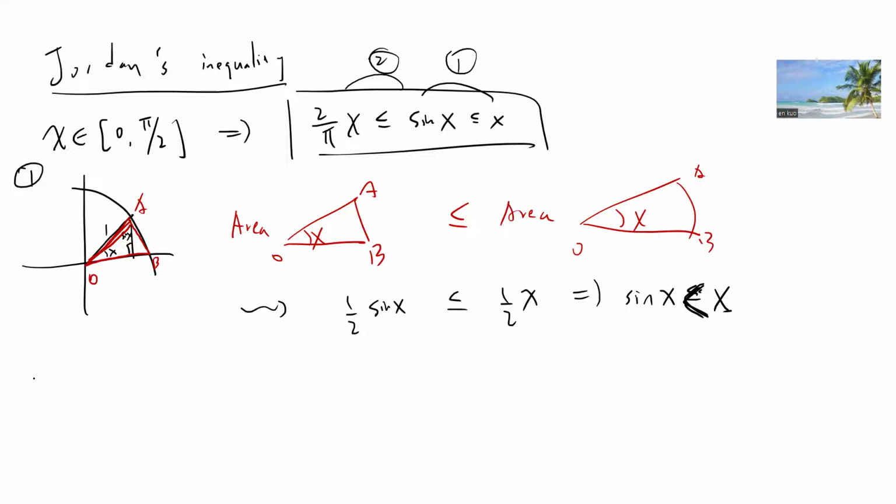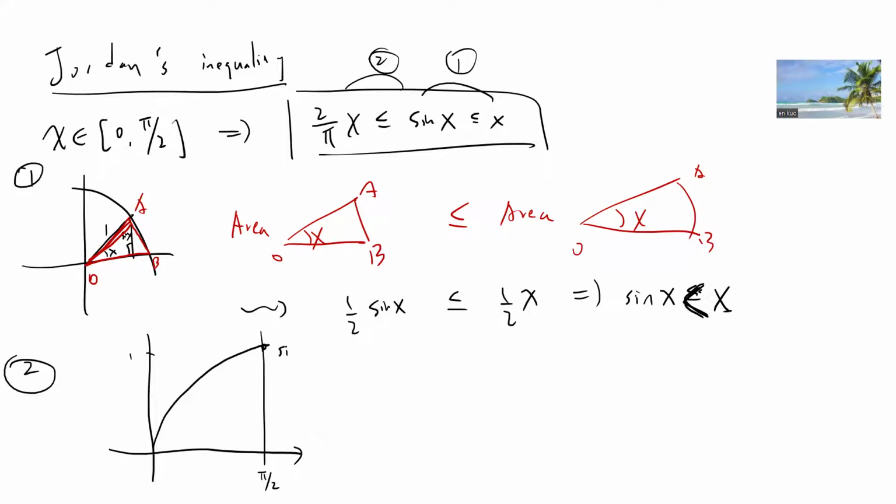And for 2, there's a quick way to prove it. This is pi over 2, and this is 1, so this is your sine. If you plot this line, which is 2 divided by pi x, then you can easily see that this curve is larger than this line. So sine x is greater than or equal to 2 divided by pi x.